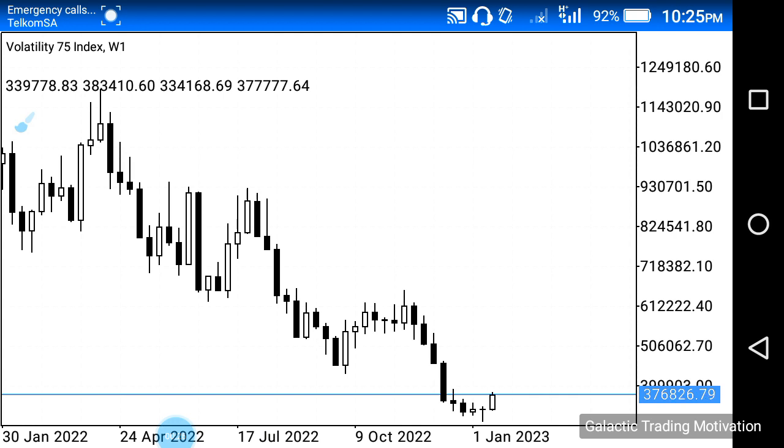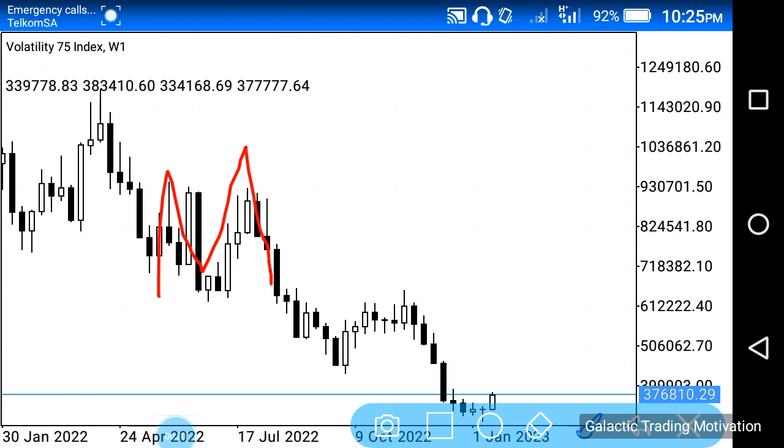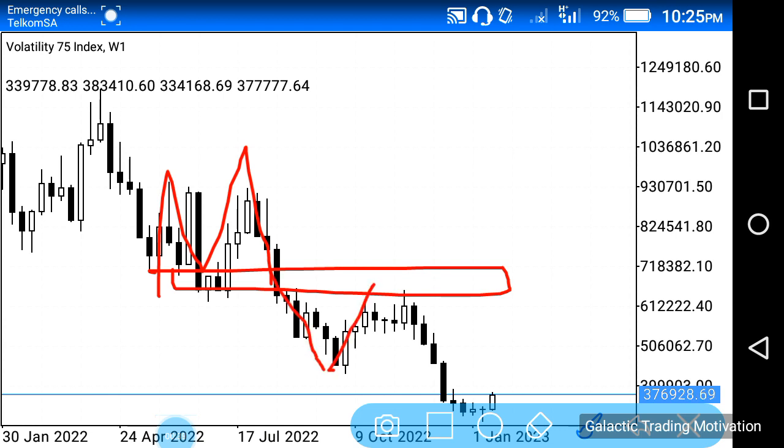Just to recap a bit, guys, can you see that we had this very nice M structure over here, which had a very nice neckline at that point. We saw price breaking to the bottom side of that neckline and then heading back up to the neckline to test it. At this point, we saw the market push further down, and that is where we would have looked for selling opportunities, right?